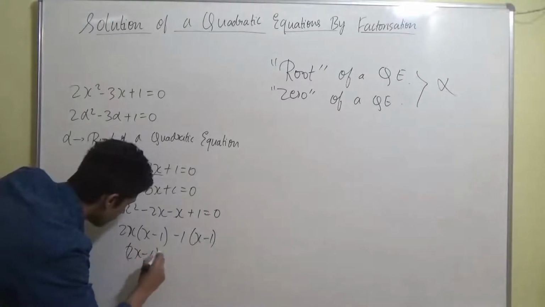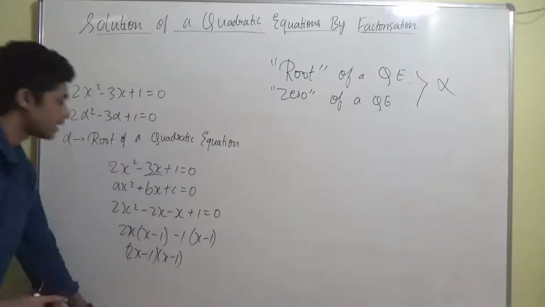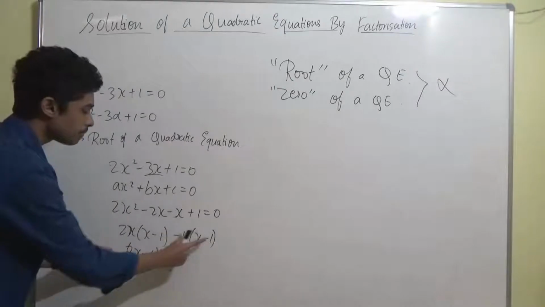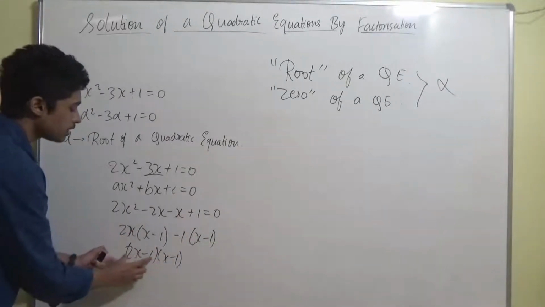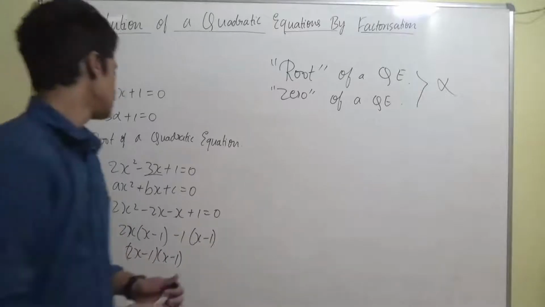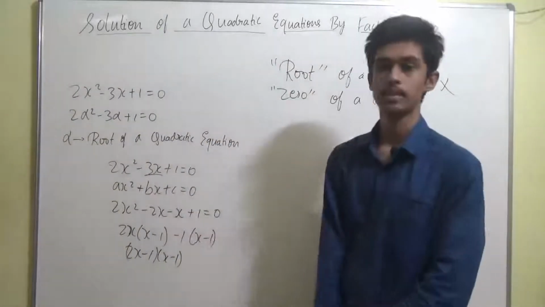Now you have to further simplify it. It becomes 2x minus 1 and x minus 1. You have to take it like this. Both are the same, right? So you will take one in common, and these two are different. You will club these two and put them in one bracket. And this is the factorized equation, guys.